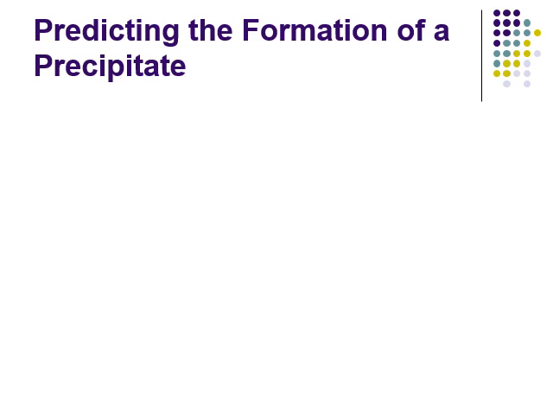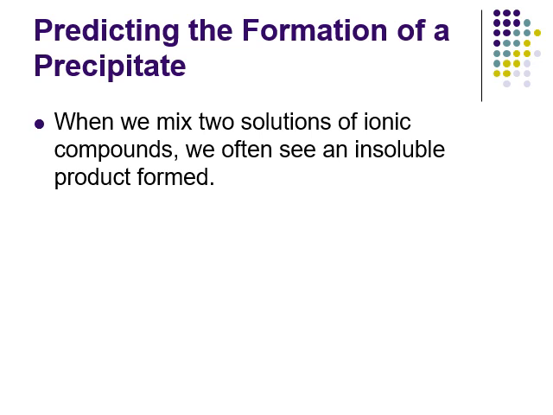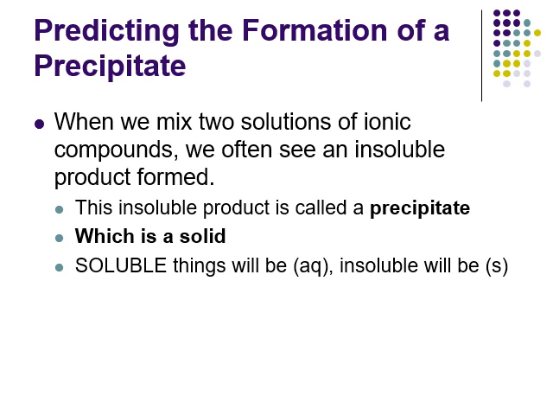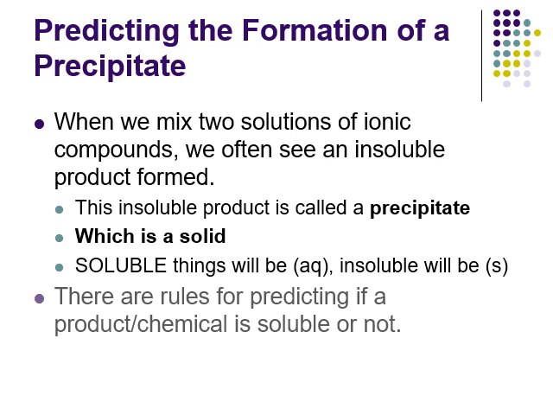Okay, now you may have been wondering, in each of these cases we had this solid present. How did I know that certain compounds were solid and others weren't? Well, that's because there's some rules. So again, when we're mixing these together, we're going to get an insoluble product form. Insoluble means solid. We call that insoluble product a precipitate. Precipitates will be a solid. Soluble things are aqueous, insoluble will be solid. So just some vocabulary to watch for.